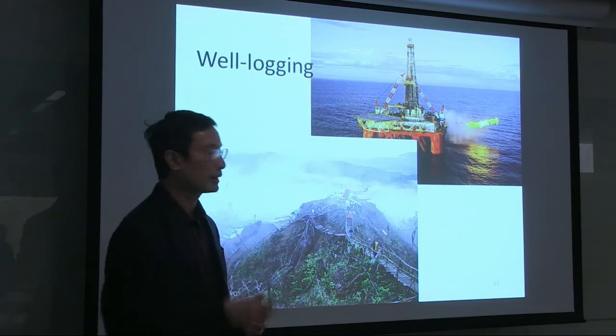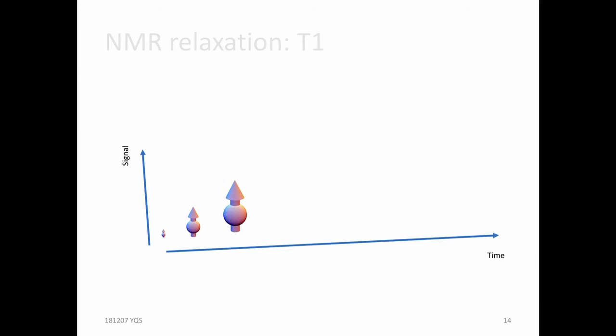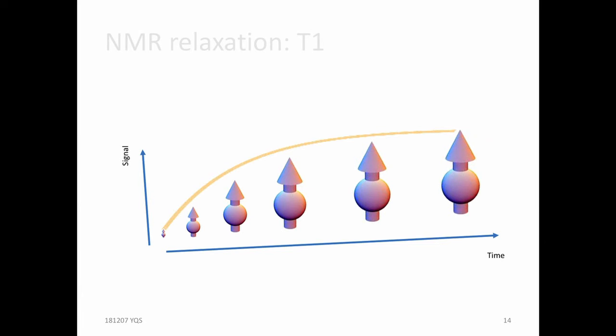So a little bit about NMR. We have hydrogen atoms in the sample so that we can detect signal. But when you put the sample into a magnetic field, the magnetization grows over time. It's not growing instantaneously. This process we call relaxation, right? When the magnetization grows along the magnetic field, there's a time constant to it. We call it T1.